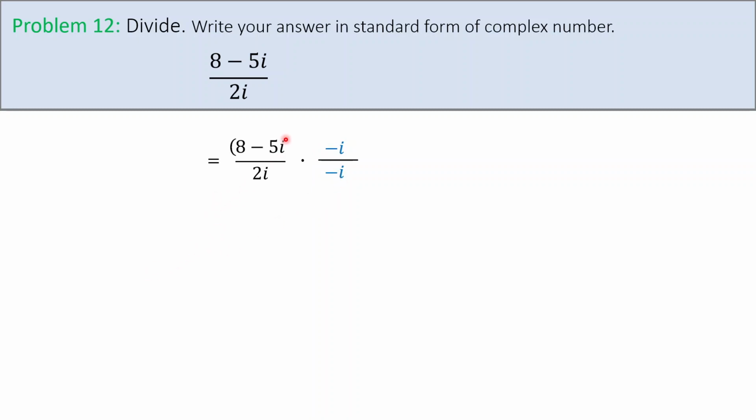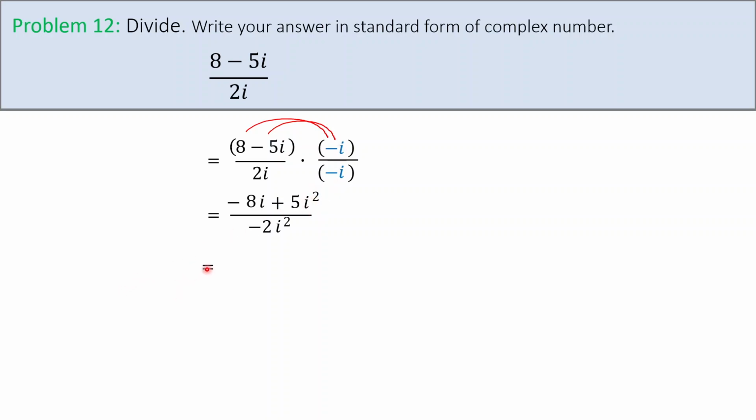Equal to, now put parenthesis. So here equal to, now 2i times negative i is negative 2 i times i squared. Now you multiply this and this. So multiply this and this. 8 times negative i is negative 8i. Now multiply this and this. Negative 5i times negative i is positive 5 i times i squared.